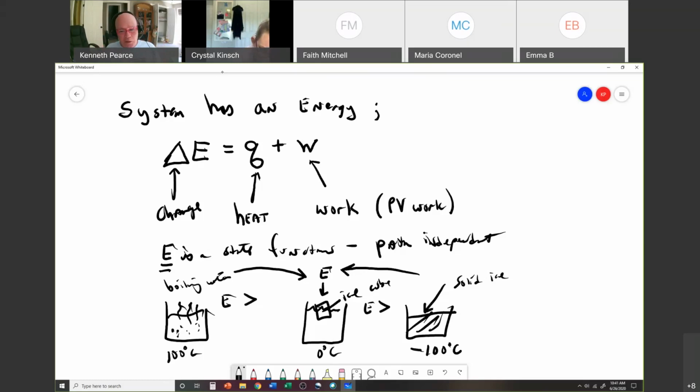Now, I don't know what that energy is precisely, but I do know to go from here to here takes a certain amount of energy. And to go from here to here also takes a certain amount of energy. To go from boiling to water with ice, and to go from solid ice to water with ice, it takes a certain amount of energy. I do know that, and I can measure that. I can measure the heat flow in between. But once I prepare that system, it has a particular energy, and that's what it means to be a state function. Here's another way of looking at state functions versus path-dependent functions.